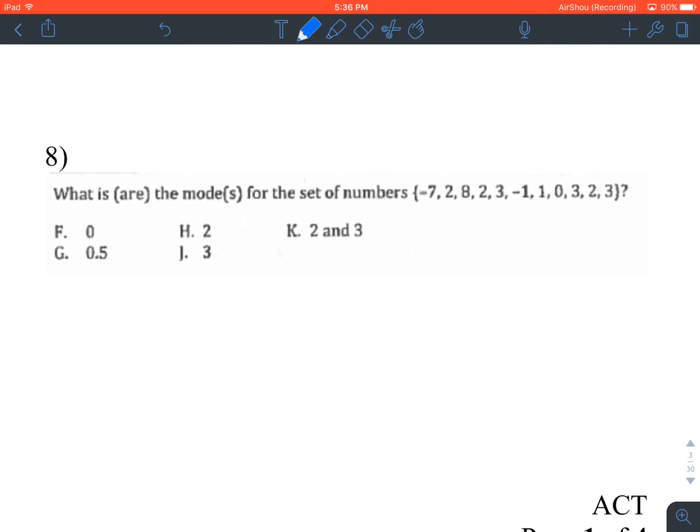Number 8, what is or are the modes, because there could be more than one, for the set of numbers. Let's see. We got 3 and a 3. We got another 3. And we got 3 2s. So it looks like this is bimodal, because there are 2 modes, 2 and 3.